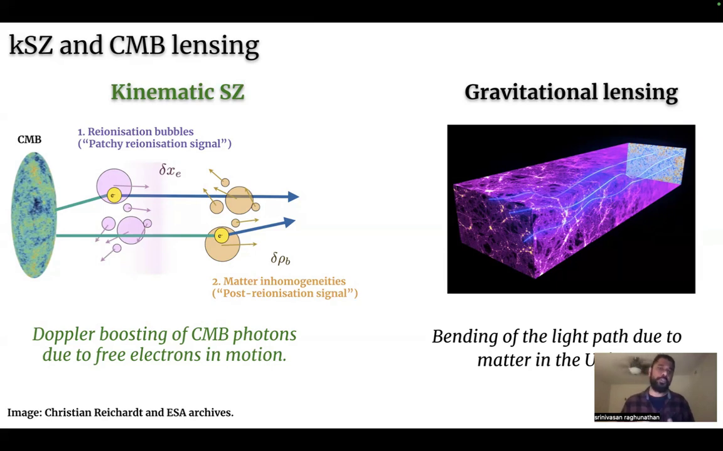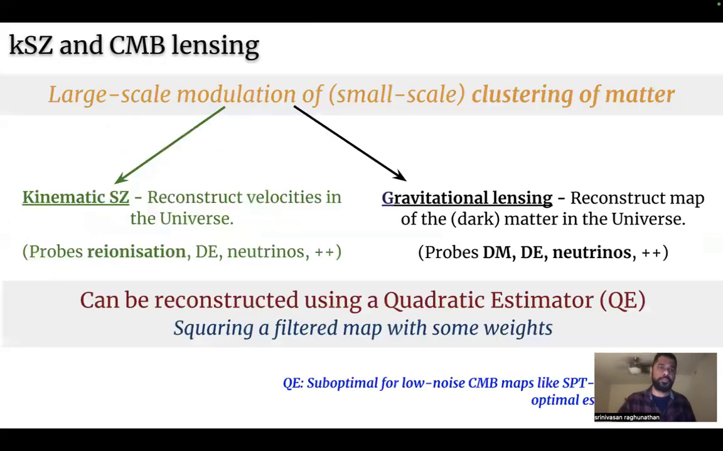So what is gravitational lensing? This is basically the bending of light due to matter in the universe. The light is trying to travel, and then there is matter in the universe, such as galaxies, clusters, and the cosmic web. They are bending space and time, and so the path of the CMB photon is being deflected because of the presence of matter. As you can see, these two are excellent probes of reionization, structure formation, and so on. So how do we actually detect these signals using SPT or any CMB instrument? What we normally do is construct something called a quadratic estimator.